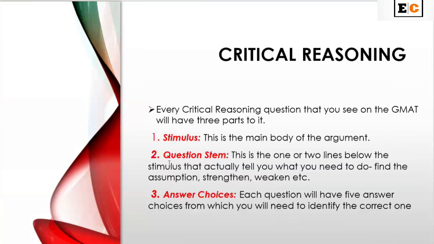Next, the question stem. This is the one or two lines below the stimulus that actually tell you what you need to do: find the assumption, strengthen, weaken, etc. So in the question stem, you will find the question types. The question type can be based on assumption, strengthen, and weaken.